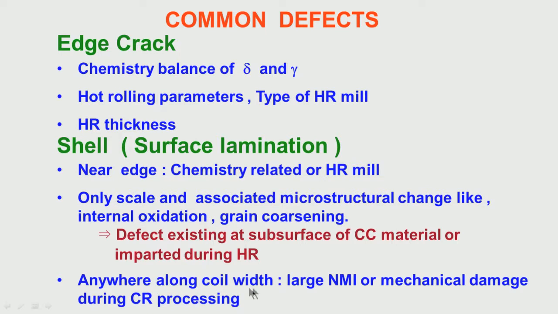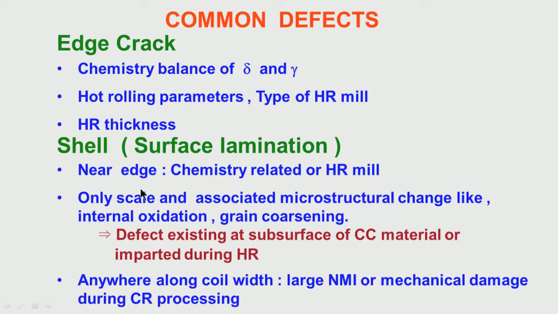Now, there might be this shell or surface lamination anywhere on the coil width, not in any particular location. Normally it can be due to large NMI, or it can be due to mechanical damage during cold rolling processing. If it is due to large NMI, that means the steel makers are responsible for it, and the rolling mill people cannot be held responsible, because it is because of large non-metallic inclusions which have got entrapped in the steel either during steel making or casting stage. So this might generate randomly at any location of the final rolled product.